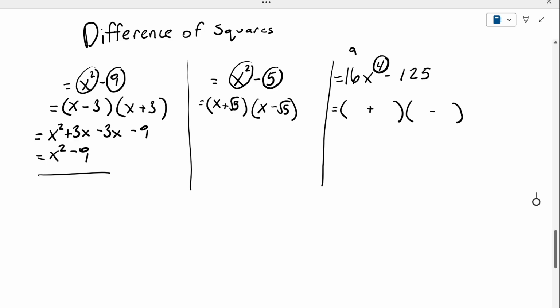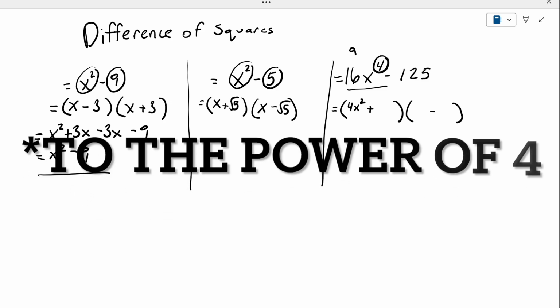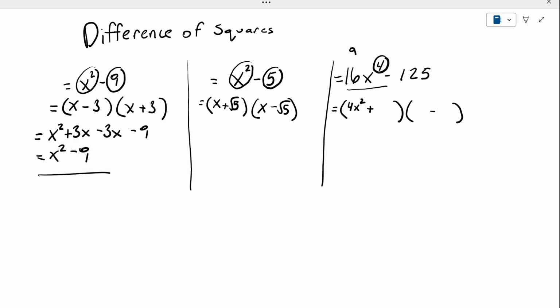and then we take the square root of the first term here, and that would be 4x squared. And we know this because 4x squared times 4x squared is 16x to the fourth. And we take the square root of the second value, which is 25. And the same for the second bracket.